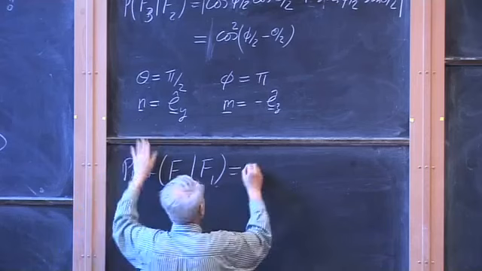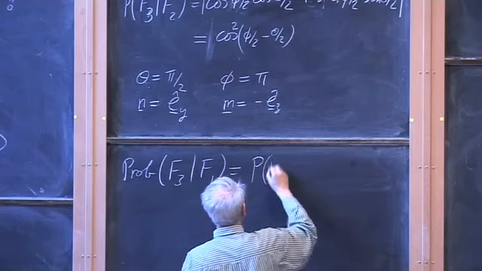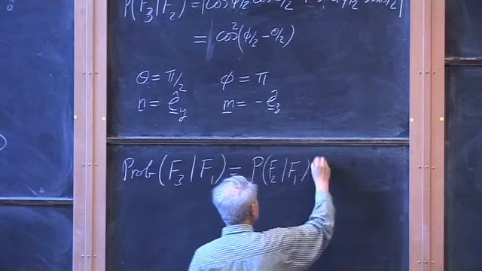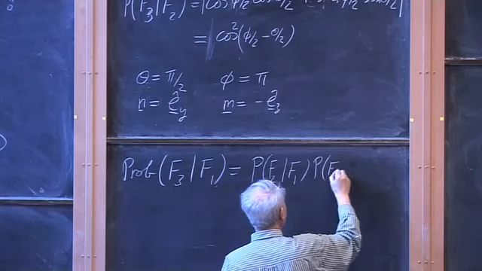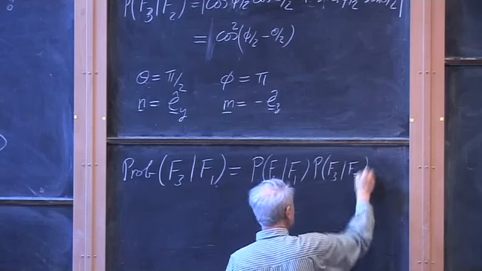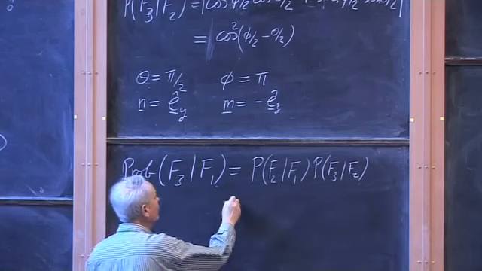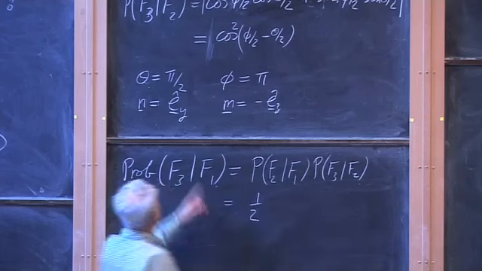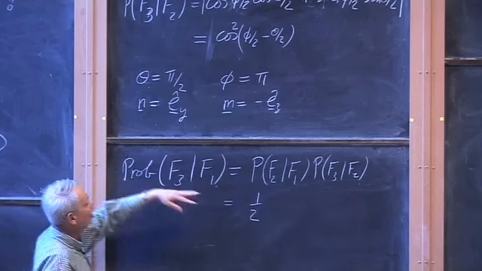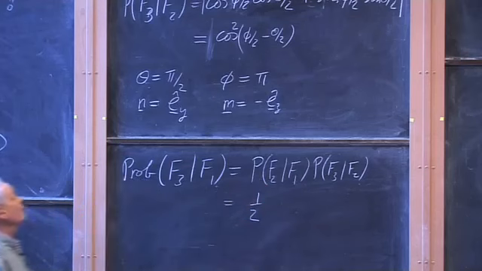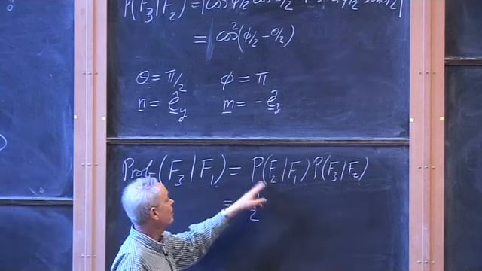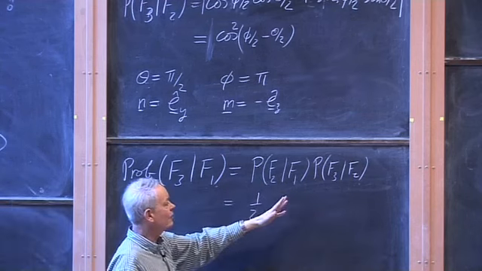What is that? Well, it's the probability of passing the second filter, given that you passed the first, times the probability of passing the third filter, given that you passed the second. And this probability was a half, as we already discussed. In the case that theta was pi upon 2, so we were measuring in a perpendicular direction to the direction associated with the first filter, this probability came out to be a half. We felt that was natural.